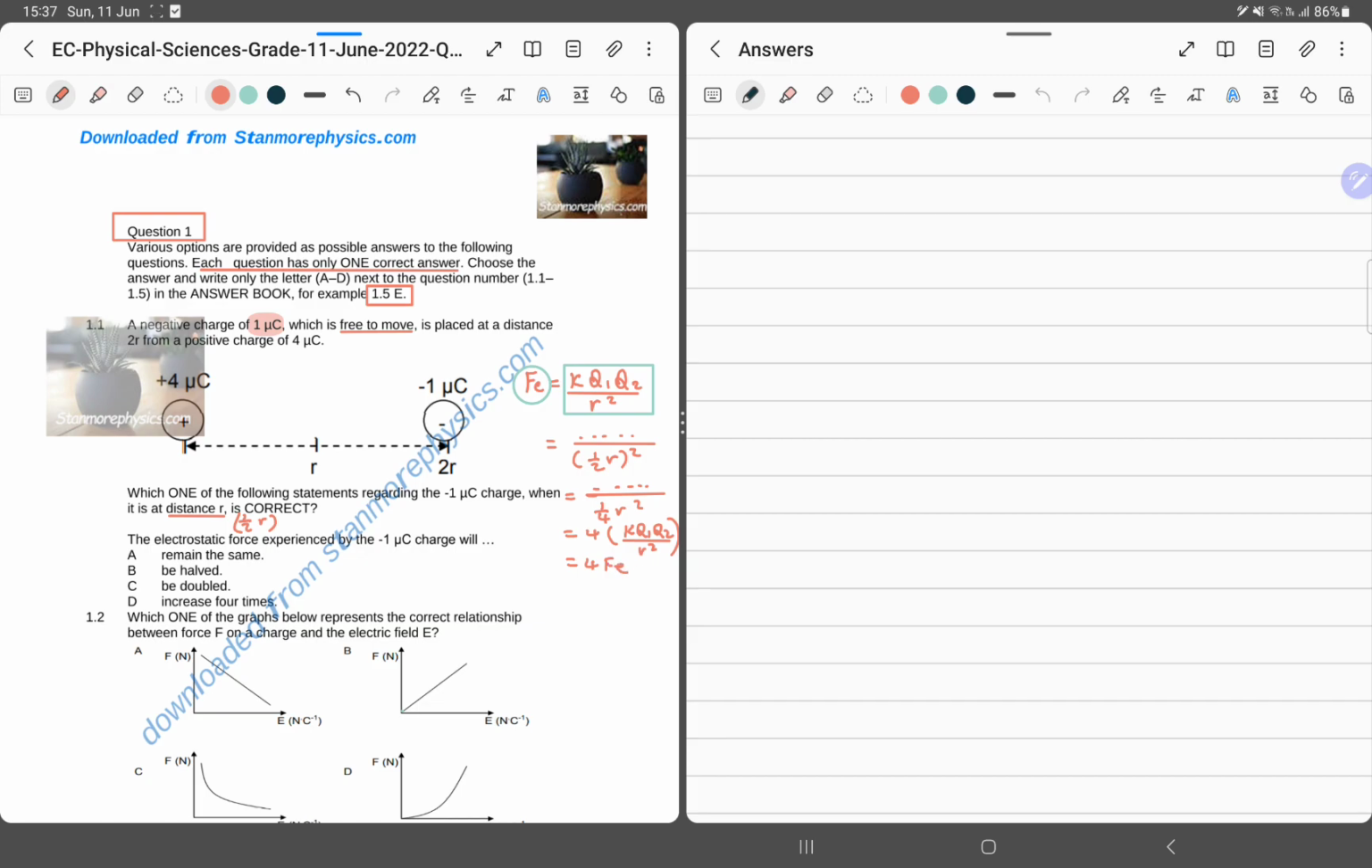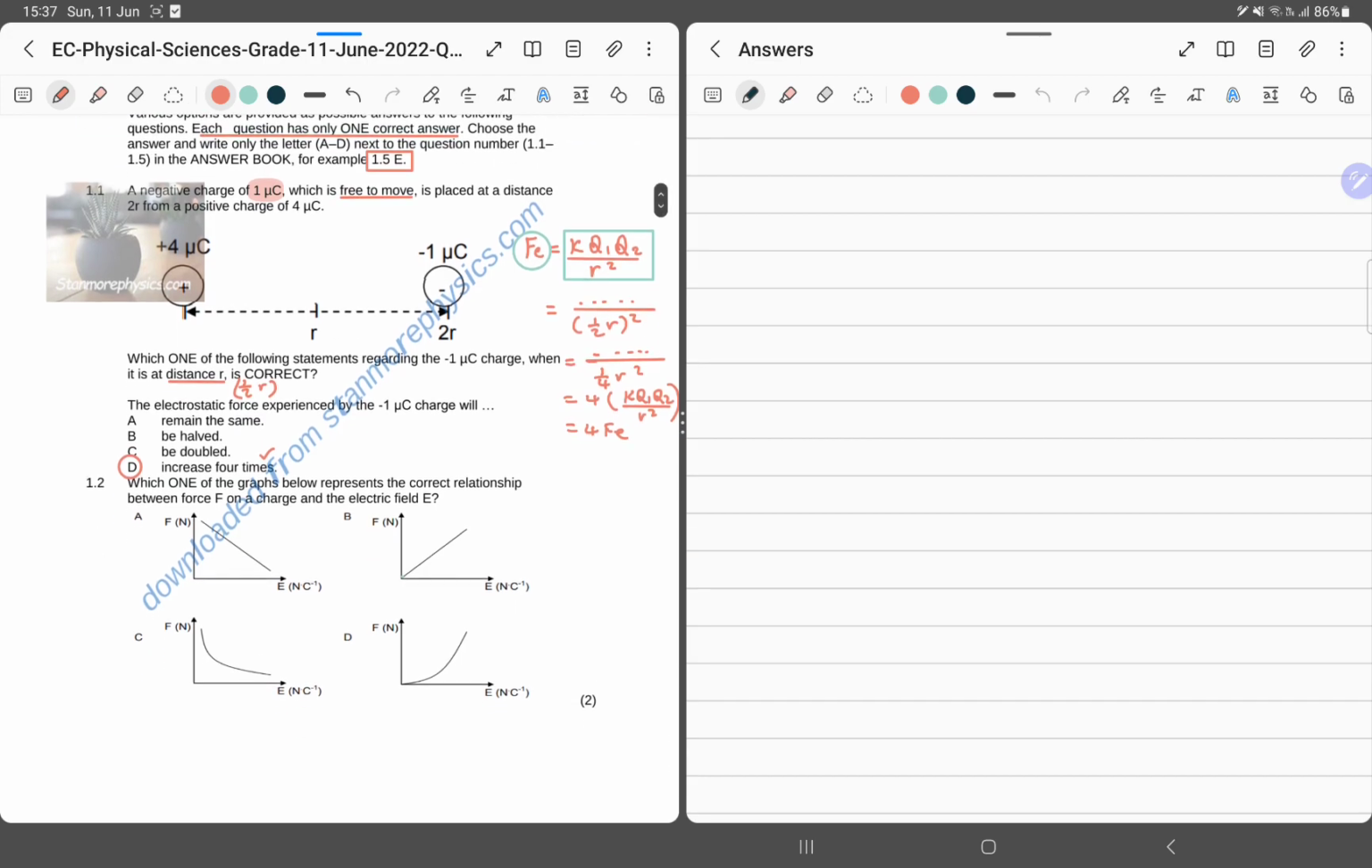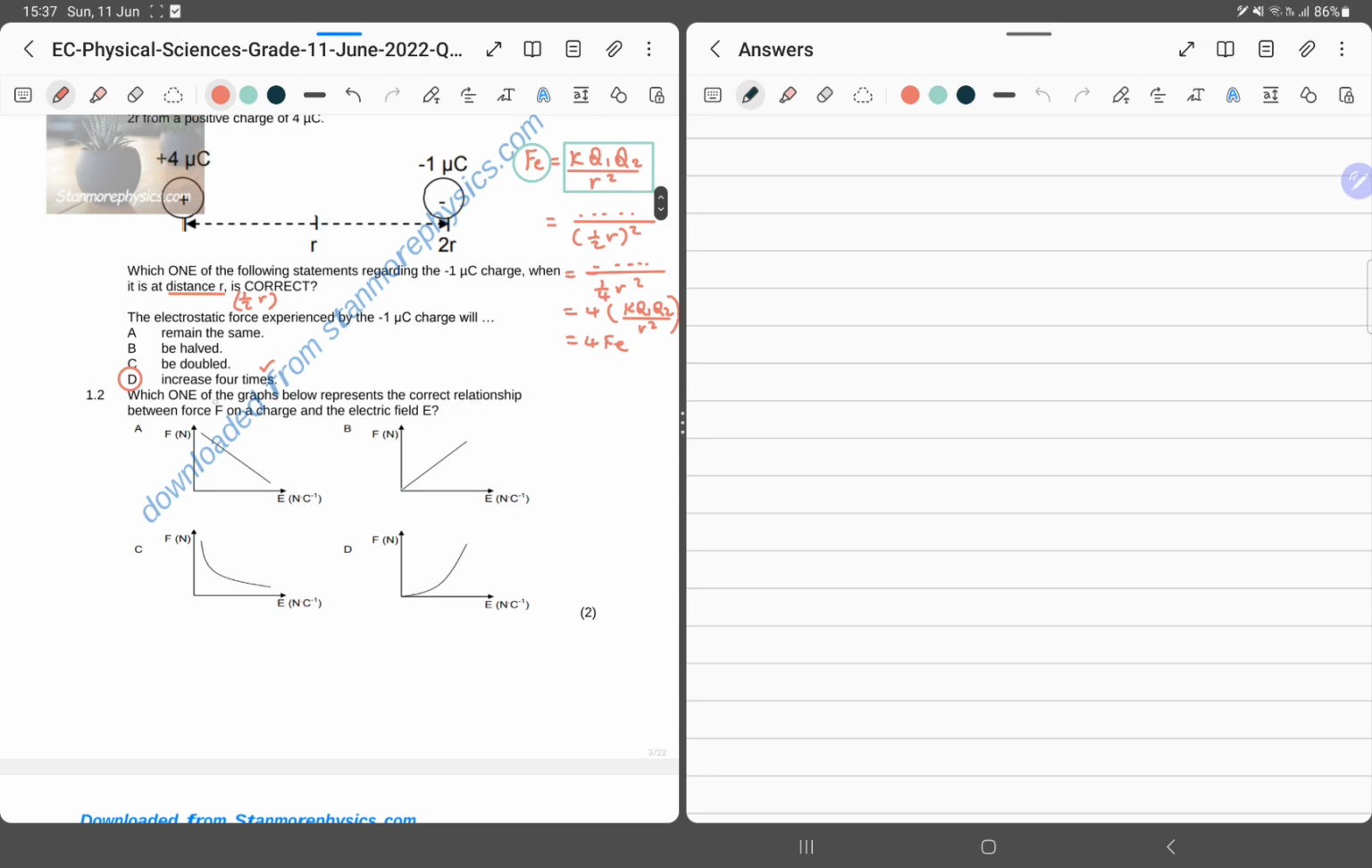So essentially, what is it saying now? It says the electrostatic force experienced by the -1 microcoulomb charge will increase by a factor of 4 because we have halved the distance. So this is one of those questions that you cannot just guess the answer. You've got to understand what's going on, okay? Don't worry about the 2r. It's going to mess your head a little bit. Don't allow it to, okay? Which one of the graphs below represents the correct relationship between force F on a charge?